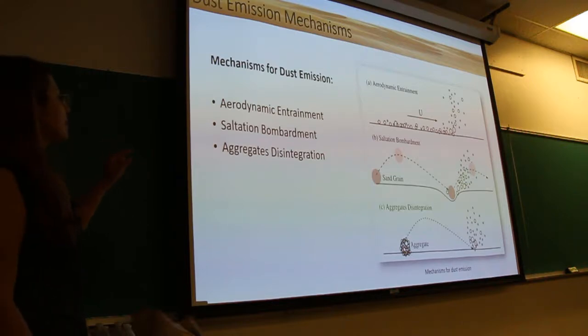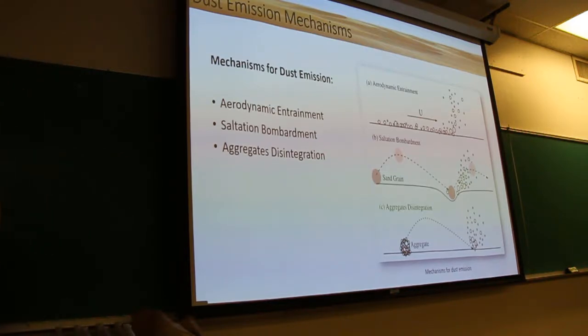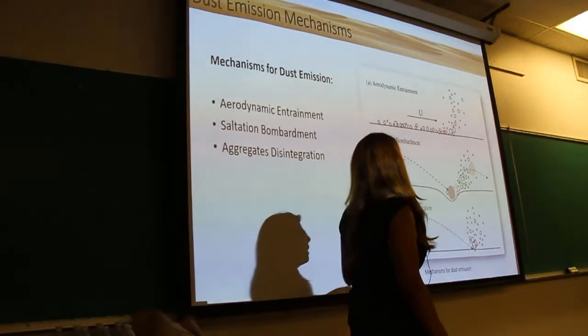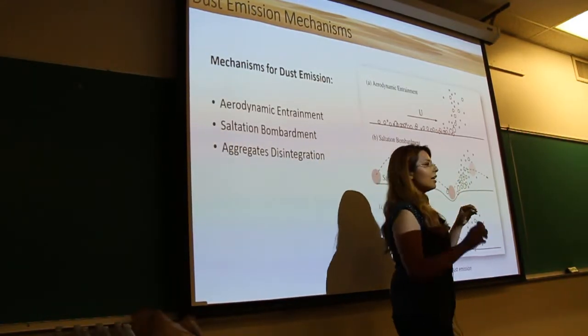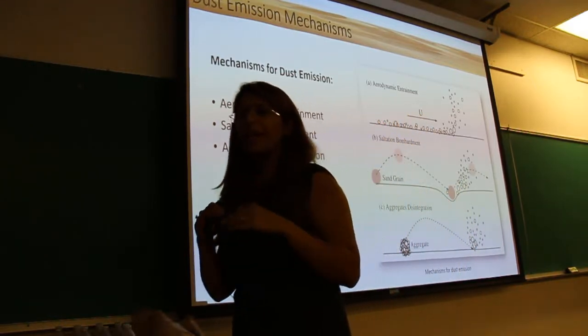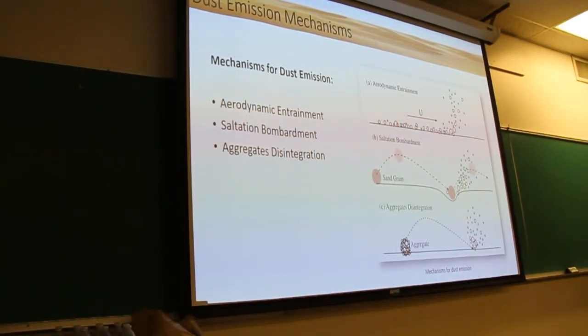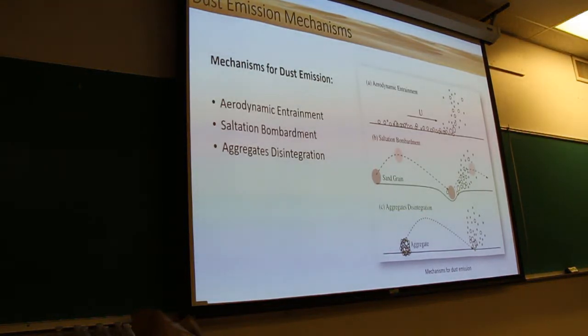The second mechanism is saltation bombardment, where saltating particles, which could be aggregates or sand, strike the surface. They have localized impacts strong enough to overcome the binding of the particles, so we have dust emission. Then we have aggregate disintegration, which is as important as saltation bombardment. Under natural conditions, we can have aggregates, and by wind or by saltating particles, these aggregates can be disintegrated and create dust emission.